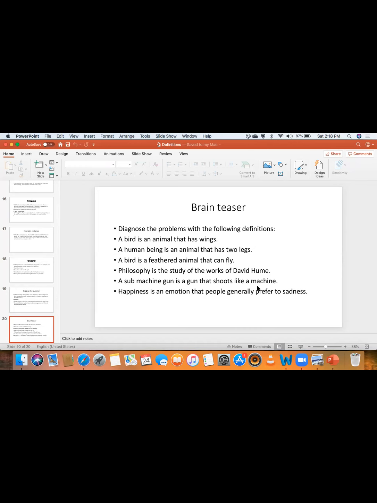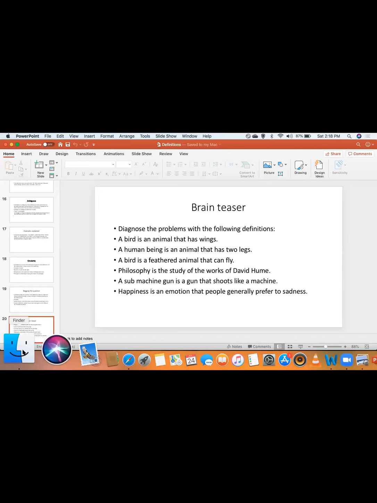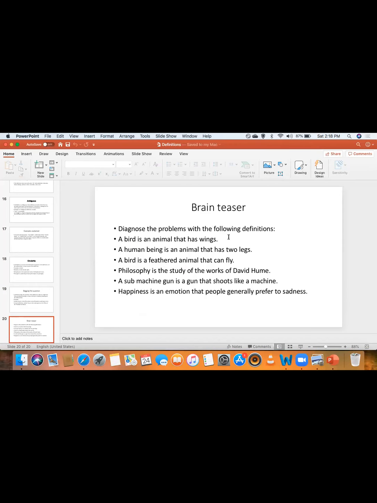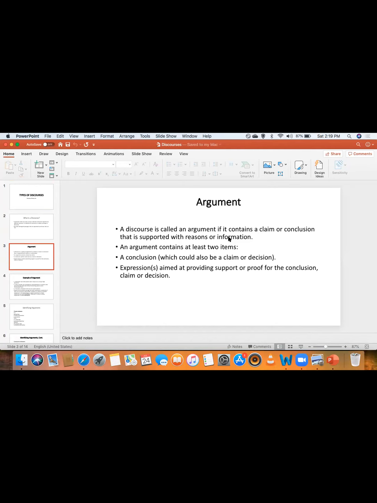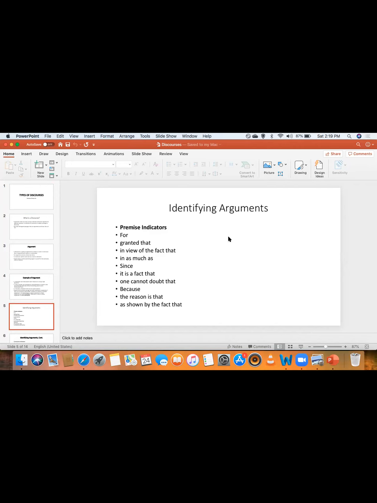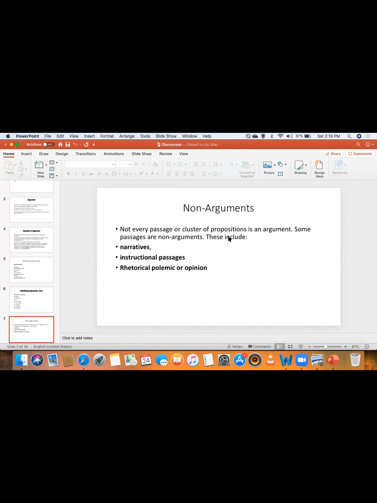After the second class on definitions, we did the third class on types of discourses, and I think they are here. So let's get the slides on types of discourses. We said discourses are also called passages. There are two kinds: argumentative and non-argumentative discourses. We said an argument is a passage containing a conclusion and at least one claim. We saw an example of an argument and how to identify arguments. Then we saw the non-arguments: the narratives, instructional passages, and the rhetorical polemic.